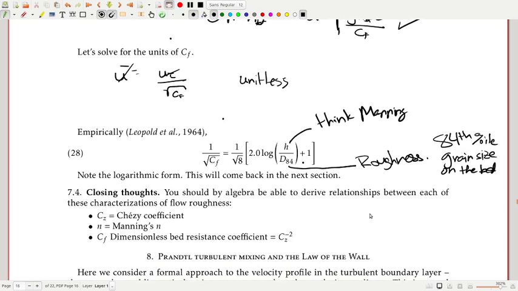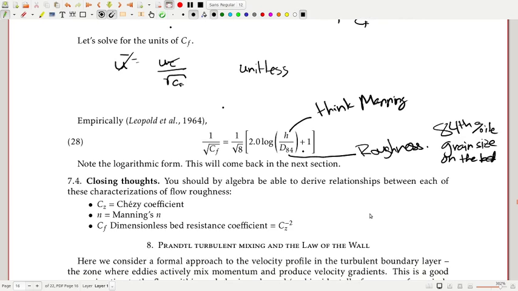So just a few closing thoughts about not just Chezy, but all of these different formulas. So we have not just Darcy-Weisbach, but all these different formulas. We have the Chezy coefficient, Manning's n, and the Darcy-Weisbach bed resistance coefficient, which is equal to the Chezy coefficient to the -2 power, right? So we have Darcy-Weisbach, so 1 over square root of Darcy-Weisbach is equal by definition to the Chezy coefficient.